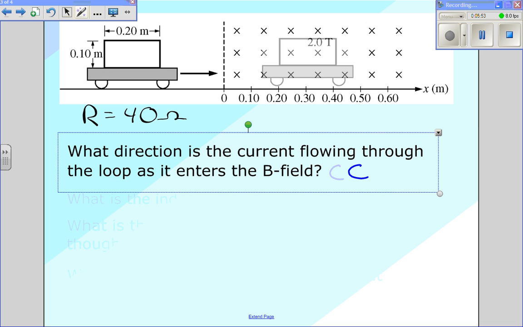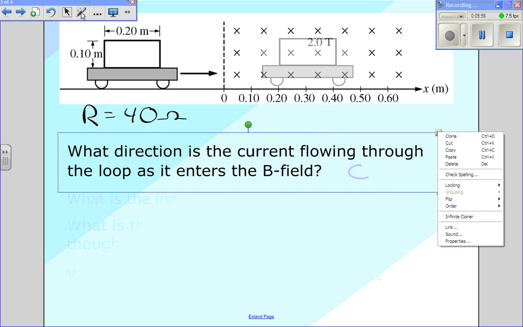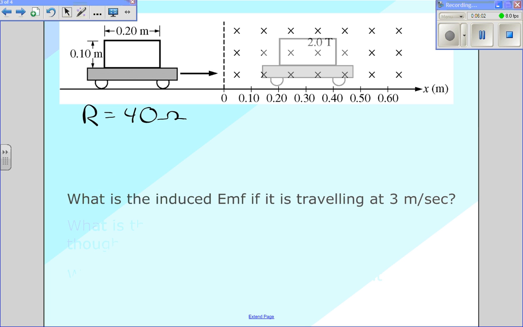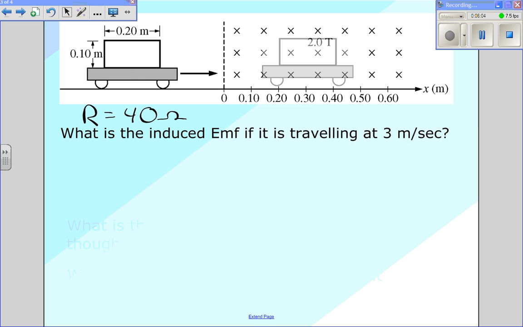Good. Well, we can be done with this question now. And let's look at secret hidden question number 2. What is the induced EMF if it is traveling at 3 meters per second? Well, we only have one equation that can work with this, and it's the idea that the induced EMF is equal to the change in flux over the amount of time that that flux changes.